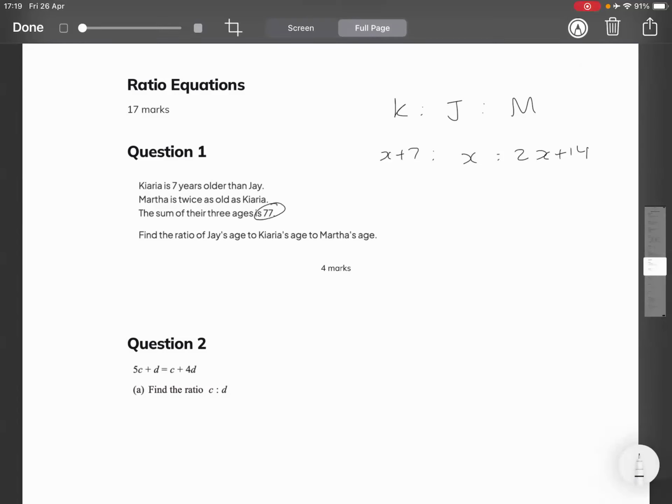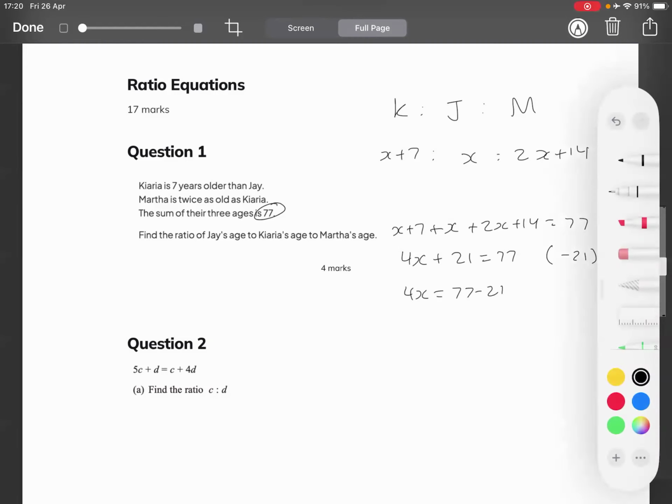And the sum is 77. So X plus 7 plus X plus 2X plus 14 must add up to 77. We can solve for X. Collect like terms. Can you list all the like terms? X, and 2X. Good. And then 7 plus 14, 21, equals 77. What do we do now to move the 21 over? Minus it. Good. 4X equals 77 minus 21.